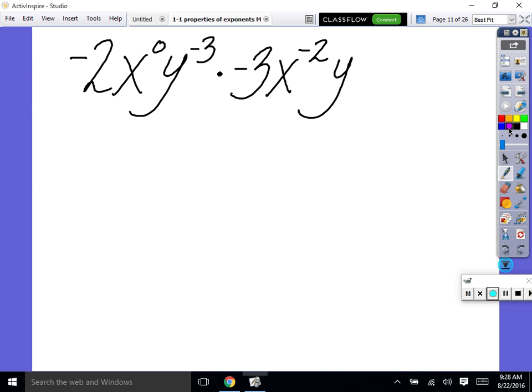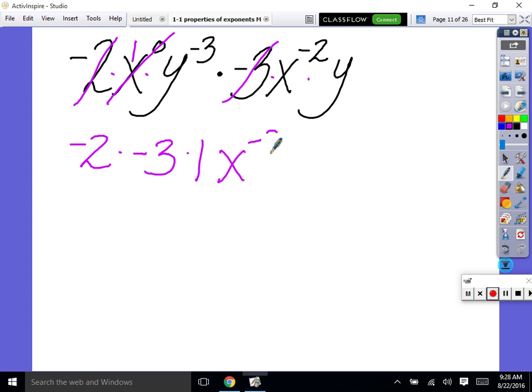Multiplication. So none of this is connected, even though it kind of looks like it. It's just connected by multiplication. So we can reorder it. Negative 2 times negative 3, x to the 0, which is 1. So I have times 1. And then we have an x to the negative 2. Then we have a y to the negative 3. And then we have a y to the first.